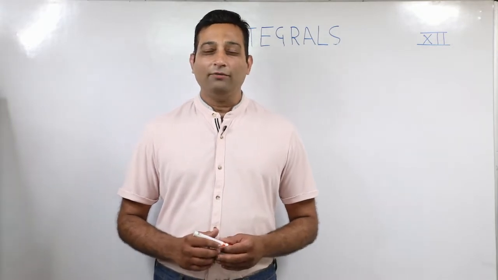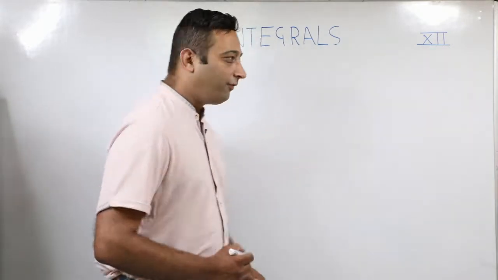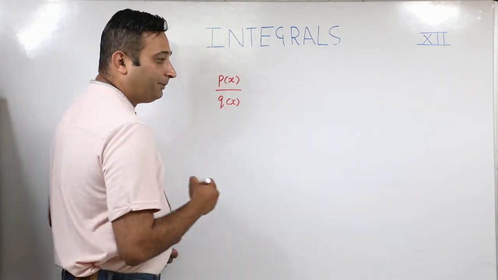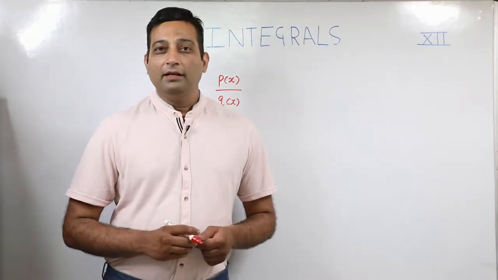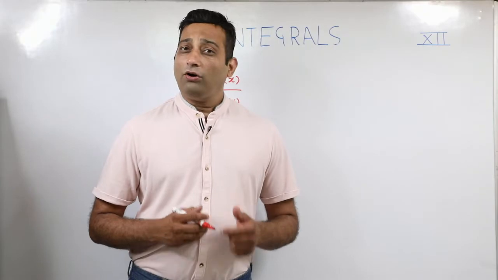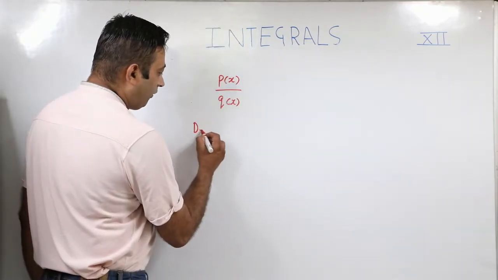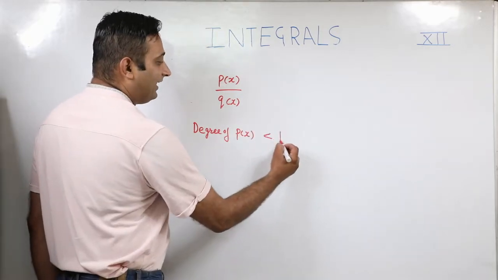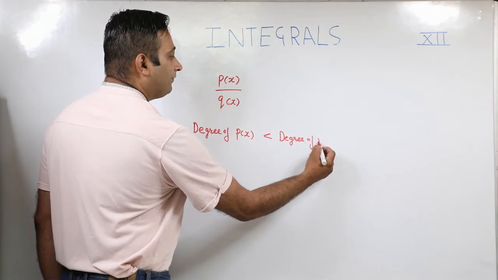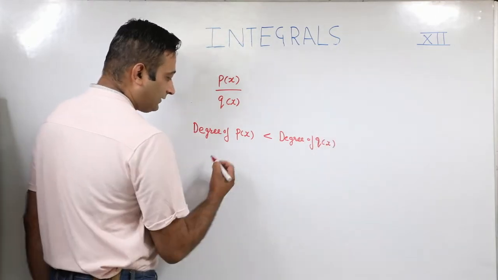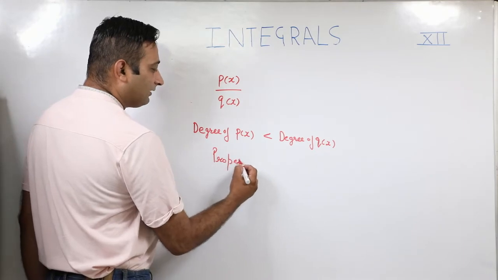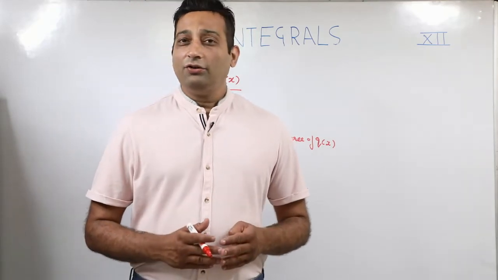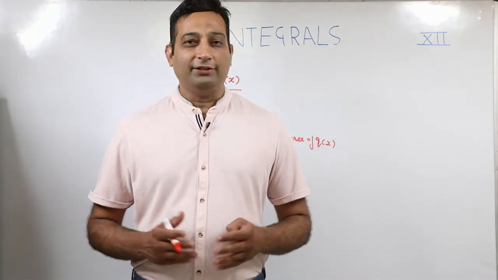Dear students, let us recall what is the rational function. The function of the form p of x divided by q of x, where p of x and q of x are both polynomials, is called a rational function. It is called proper if the degree of p of x, that is the degree of numerator, is less than the degree of denominator, that is degree of q of x. Otherwise, it is called improper. Today we are going to discuss the integration of both proper and improper fractions.